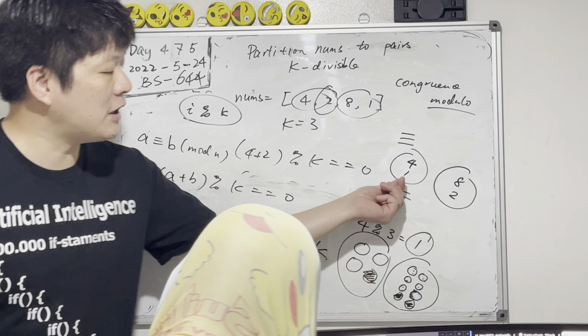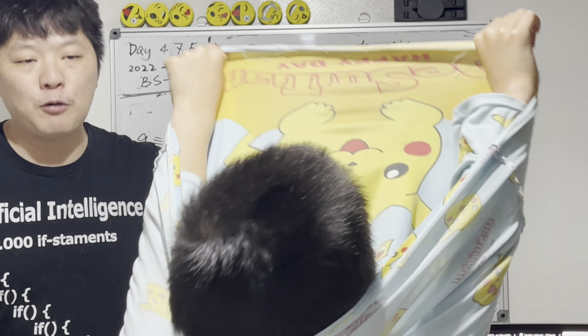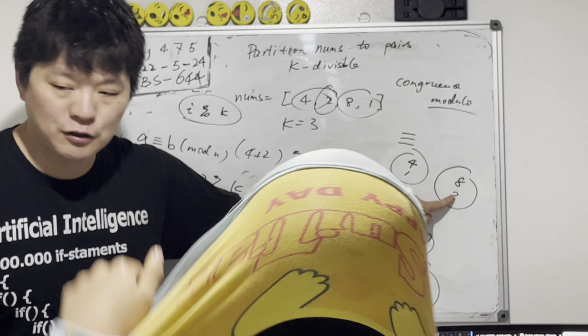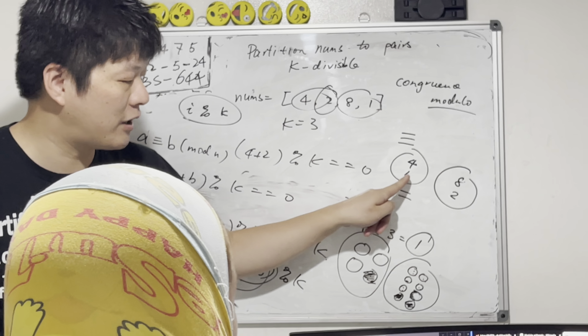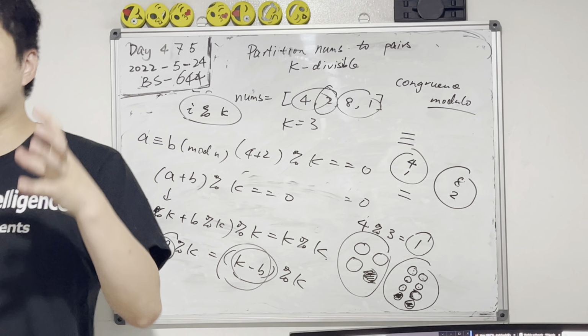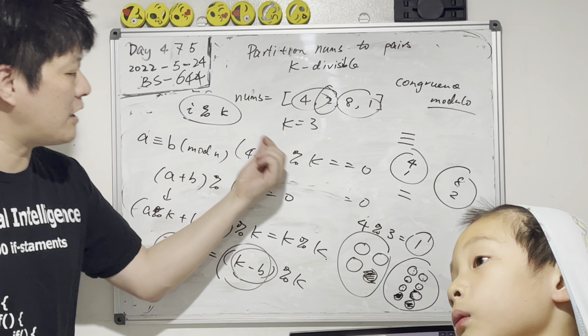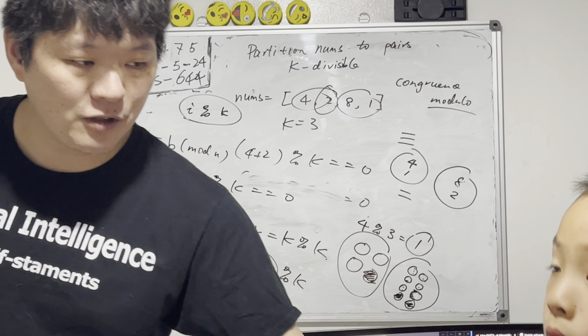Look, we have 2 numbers in the remainder 1. We have 2 numbers in the remainder 2. So we can pair 4 plus 2, or we can pair 4 plus 8. We can pair 1 plus 8, or we can pair 1 plus 2. Get it? So it has to be an equal number of numbers in each pool. So each pool is the remainder, yeah? Remainder pool, yeah? Got it?